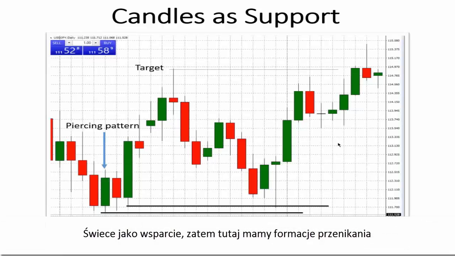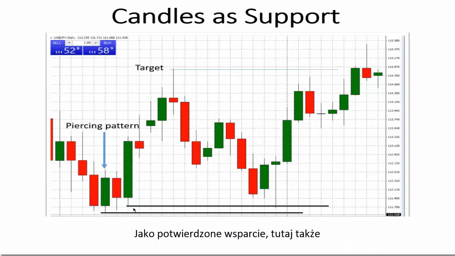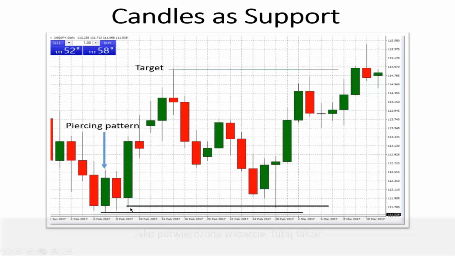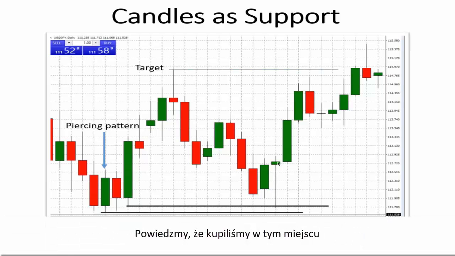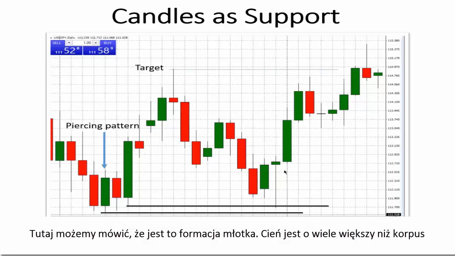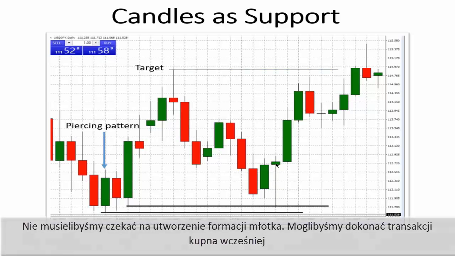Okay, candles as support. Here we have a piercing pattern as support, and I would also take a low here. So let's say we buy here. I would view this as a hammer. Yes, there is a bit of an upper shadow, but it looks like 10% or less of the lower shadow. You wouldn't even have to wait for the close of the session here. You could think about buying when the market gets here.